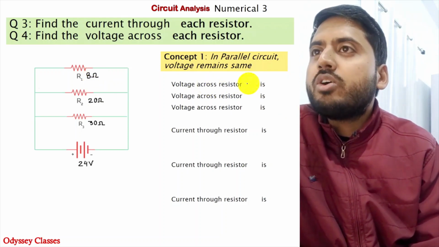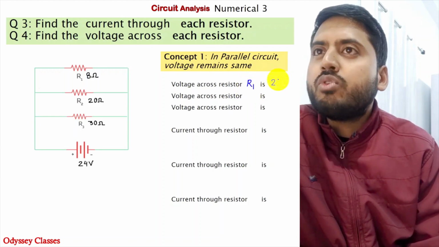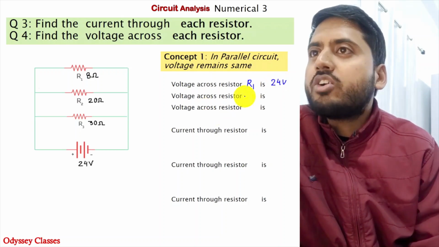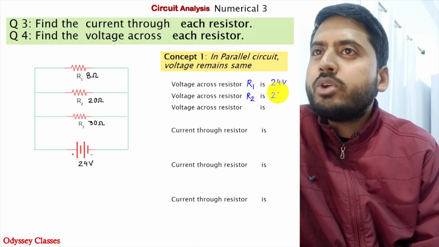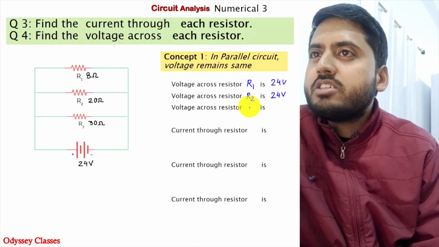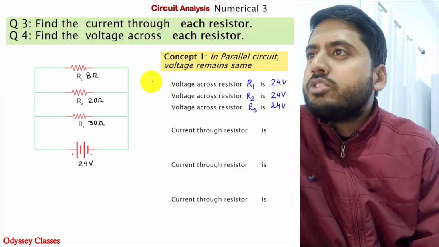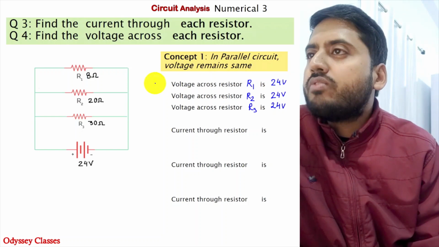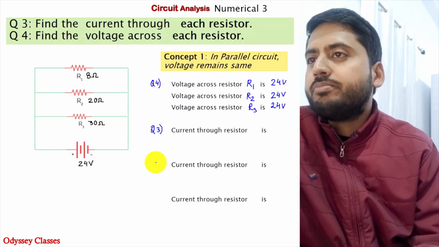Voltage across resistor R1 is 24 volt. Voltage across resistor R2 is also going to be 24 volt, and voltage across resistor R3 is also going to be 24 volt. So this is the answer of question number 4. And here we have the answer to question number 3.